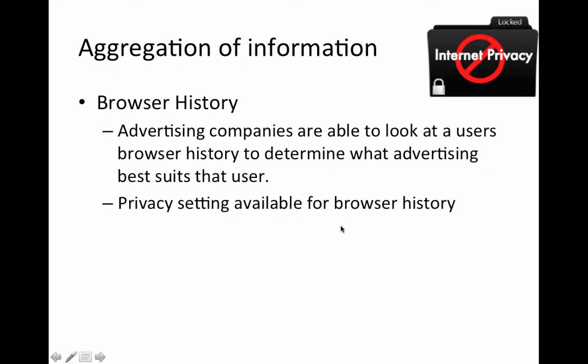So the last topic on aggregation of information deals with browser history, which we are all familiar with as being what websites you have viewed in the past. Advertising companies are able to look at these browser histories to determine what advertising best suits that user. This is linked with cookies, as we saw in the previous slide, which can do the same thing. There are privacy settings available for your browser history, which I won't be going over in this, but it is very simple to do.